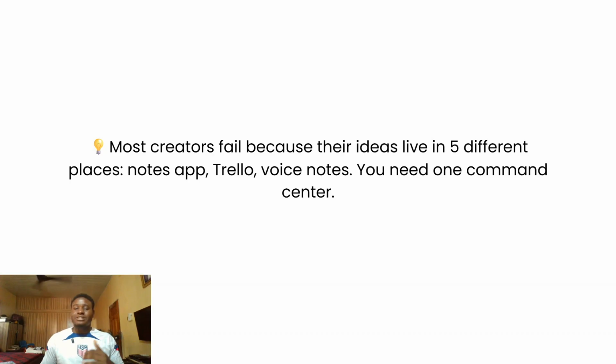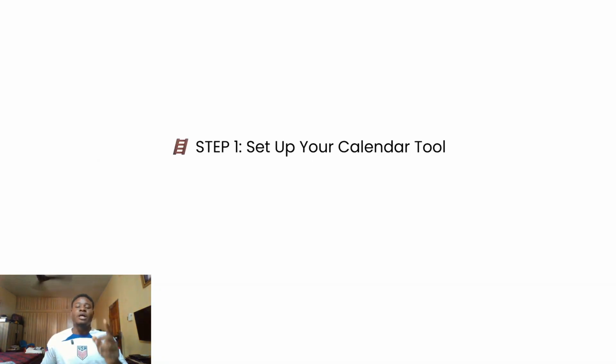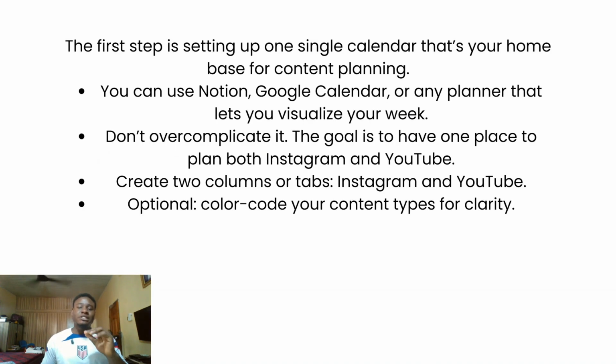Most creators fail because their ideas live in 5 different places. They use a notes app, they use Trello, voice notes, ClickUp, whatever. But you need one command center. You need just one. And that's what step one helps us do: setting up your content calendar tool. So the first step is setting up one single calendar that's your home base for content planning.